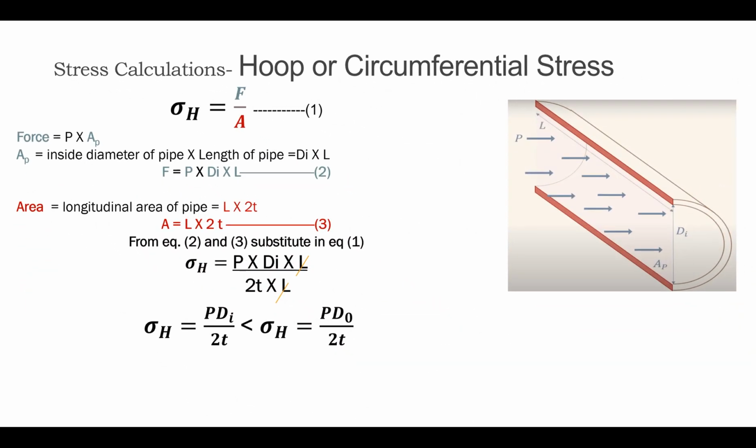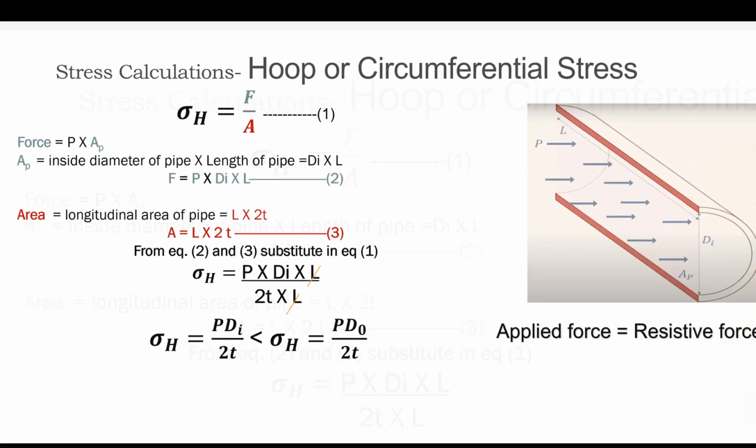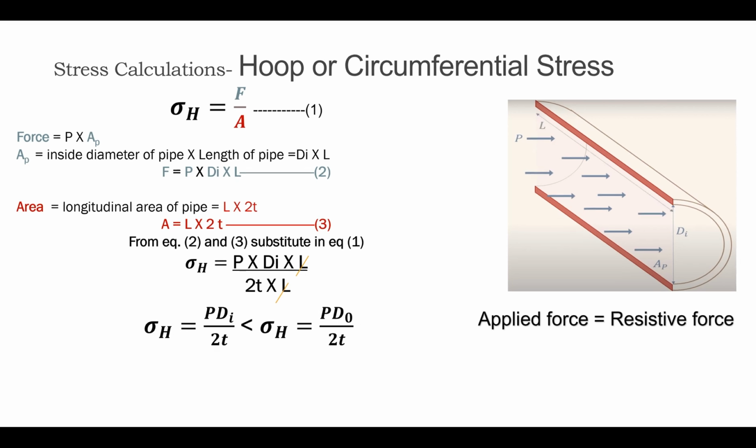To calculate the hoop stress, we normally use sigma H is equal to P Do over 2T, where sigma H is the circumferential hoop stress, P is the internal pressure of the pipe, Do is the outside diameter of the pipe, and T is the thickness of the pipe wall. We can also calculate the hoop stress with another method, as we know that for an equilibrium system, the applied force on the pipe is equal to the resistive force of the pipe material.